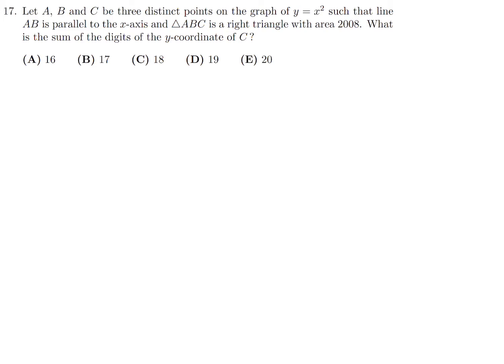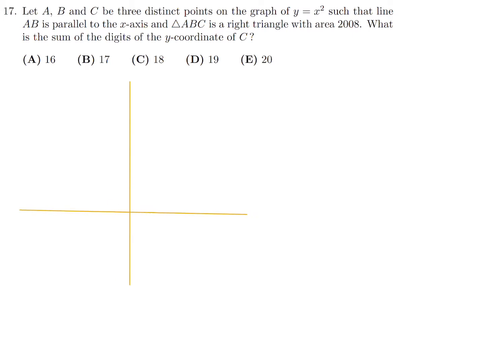Let A, B, and C be three distinct points on the graph y equals x squared, such that the line AB is parallel to the x-axis and triangle ABC is a right angle with area 2008. What is the sum of the digits of the y-coordinate of C? Let's draw a little graph and see what this looks like.